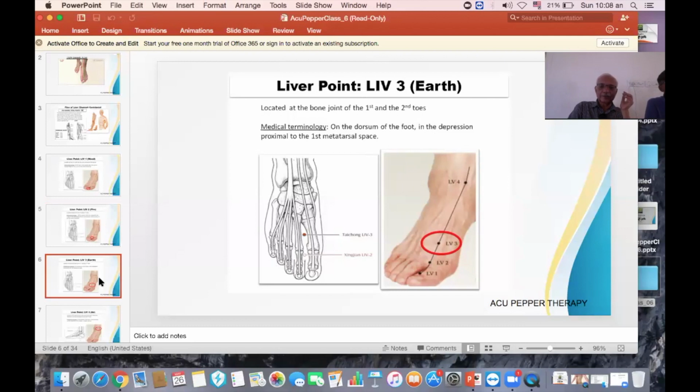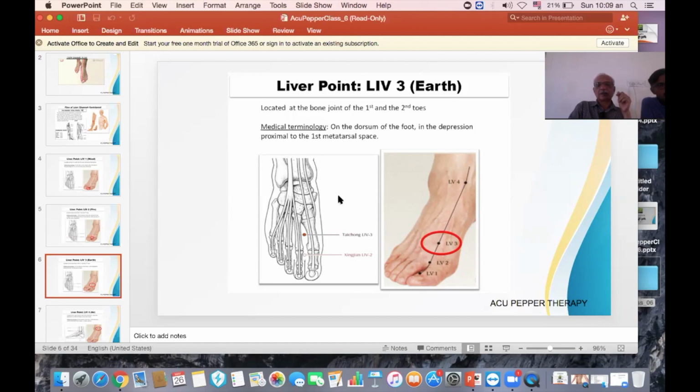Liver 3. It is at the bone joint of the first and second toes. It is the metatarsal bone. See, this is here. It comes like this. In this place, for most of us, if you just press that point, it will pain. Even if you take the Burma massager, the first thing they do is cleanse this. This balances your earth and wood.